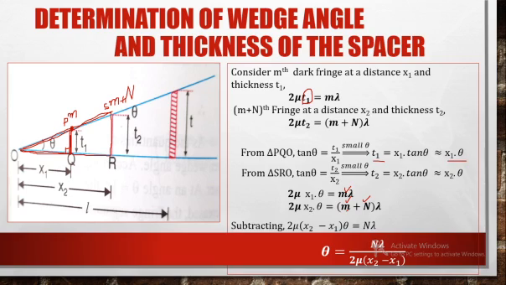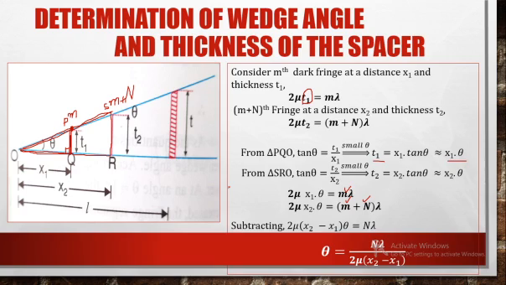So from that we can write theta, that is the wedge angle, where n is the number of fringes we have moved, lambda is the wavelength of the light used, and mu is the film refractive index, and since it is an air film, mu will be 1, and x2 and x1 are measured using the microscope. So all the values are known and we can easily calculate the wedge angle.